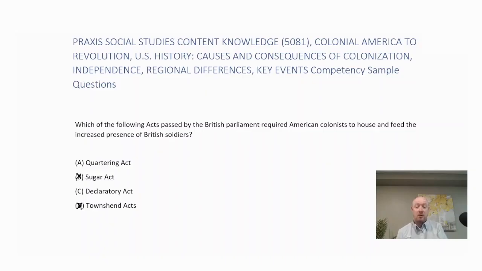Same thing with the Declaratory Act. That was giving Parliament the right to pass laws on the colonies, so I'm going to eliminate that. And the correct answer here is A, the Quartering Act.